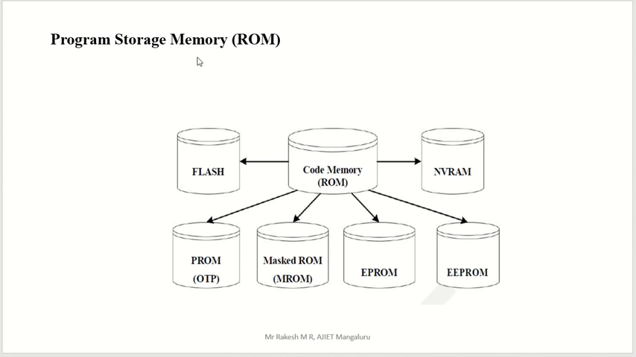Depending on some factors, we divide this ROM or program storage memory into some types: flash, NVRAM (non-volatile RAM), then PROM, masked ROM, EPROM, EEPROM. We are going to see each one of these in detail.